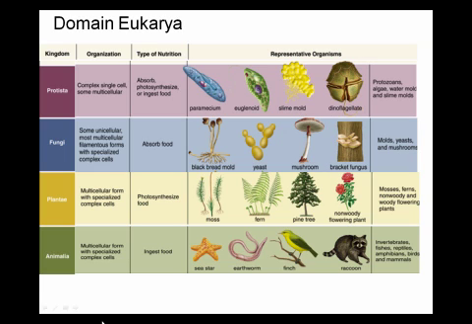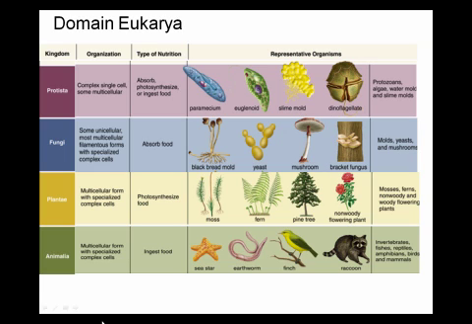The next kingdom within Eukarya is the kingdom fungi. This includes yeasts, molds, mushrooms. These organisms are saprotrophs. Saprotrophs, you might recall, are the environmental decomposers.